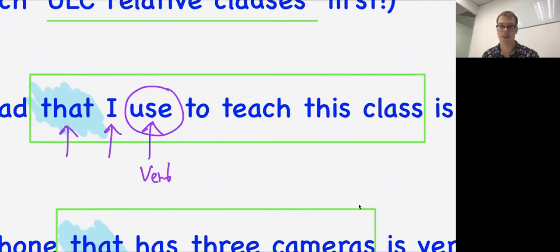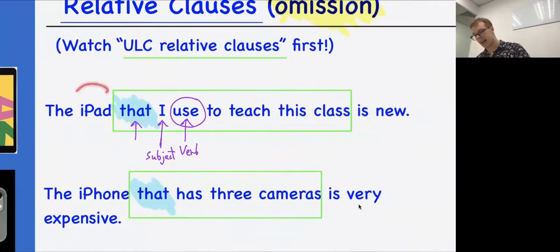What uses, right? Or who uses, what uses. For this one, I'm thinking of a person. I'm thinking about myself. So I say, I use. So the subject is I. That, remember, is referring to the iPad, right?